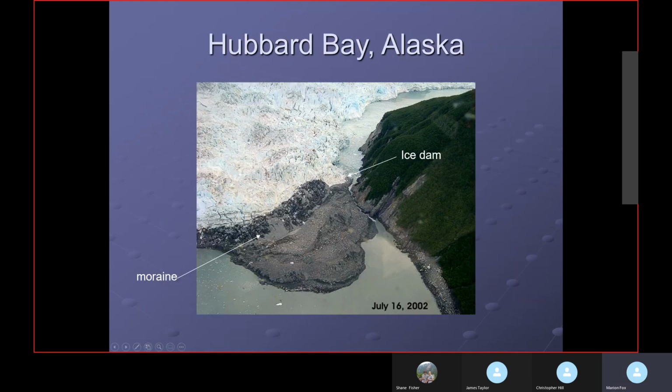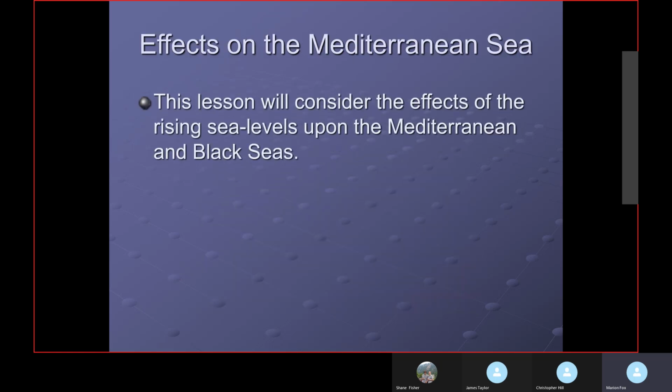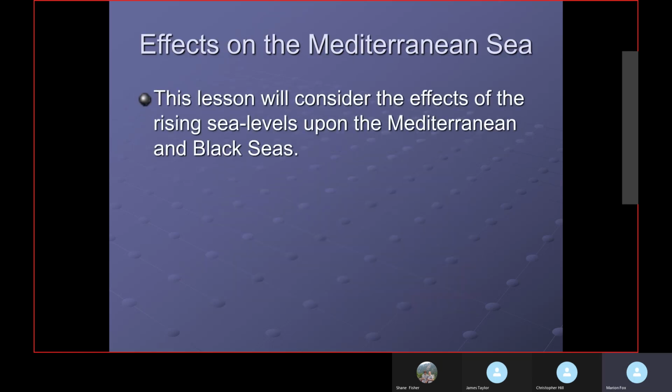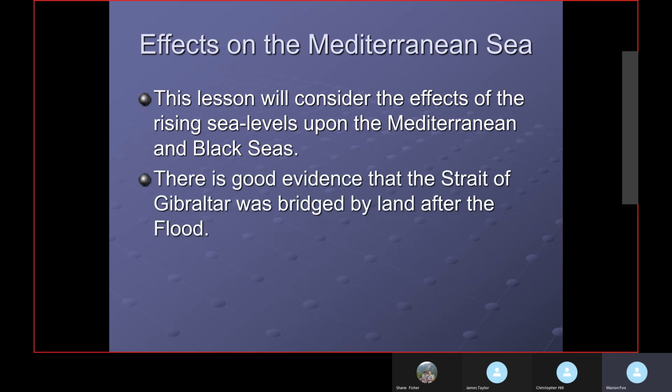An ice dam and a moraine combination, as we saw last week at Hubbard Bay, Alaska. We saw this and looked at this in some detail in our last class. We're going to consider the effects of the rising sea levels on the Mediterranean and Black Seas, but also bring in the Caspian and Aral Seas just very briefly, however, because they were at one time apparently linked to the Black Sea. There's evidence of that.